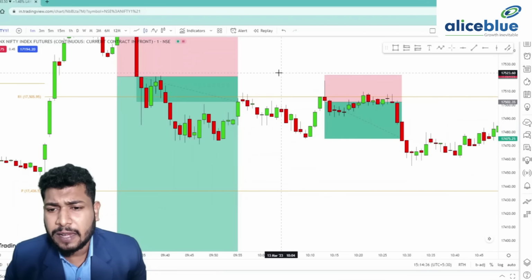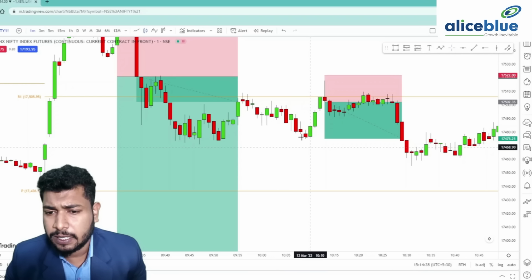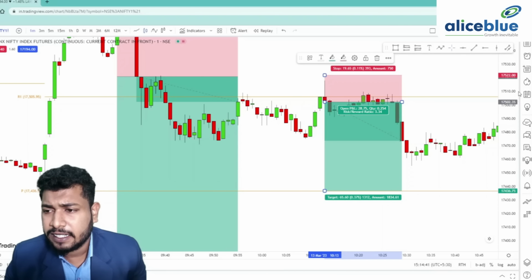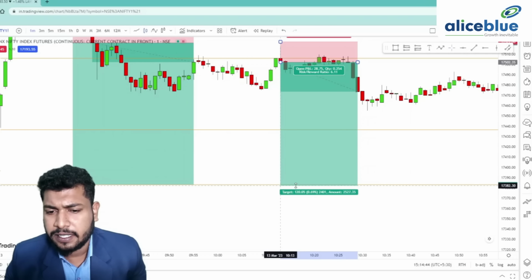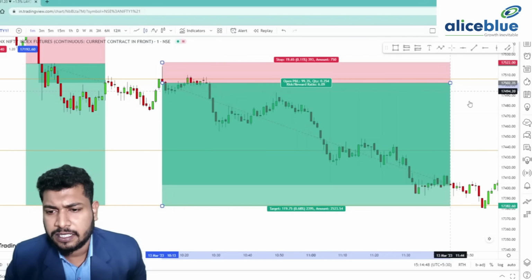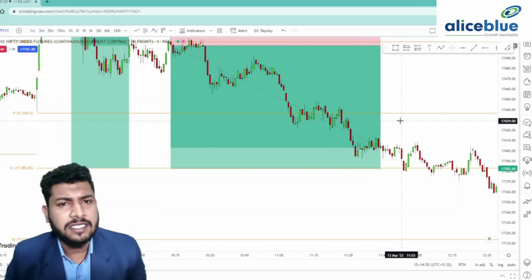It's only valid at the levels, that means in a resistance level or in a supply zone. So first target will be around here, second target will be around here. You can see easily our targets are achieved. This is how the shooting star pattern worked in the market.